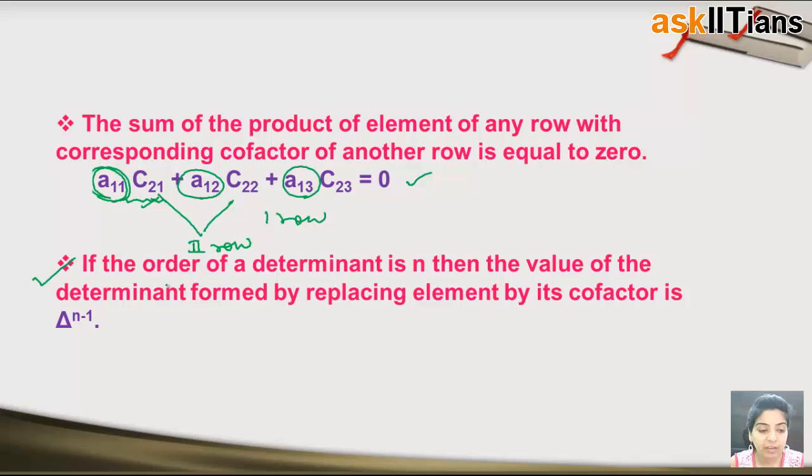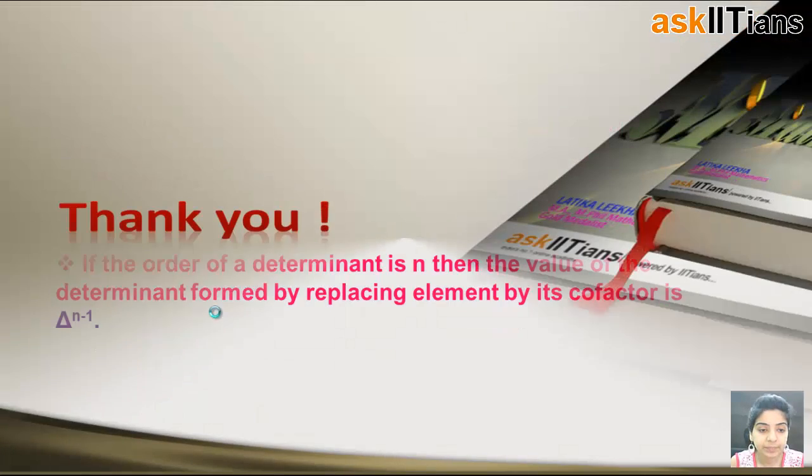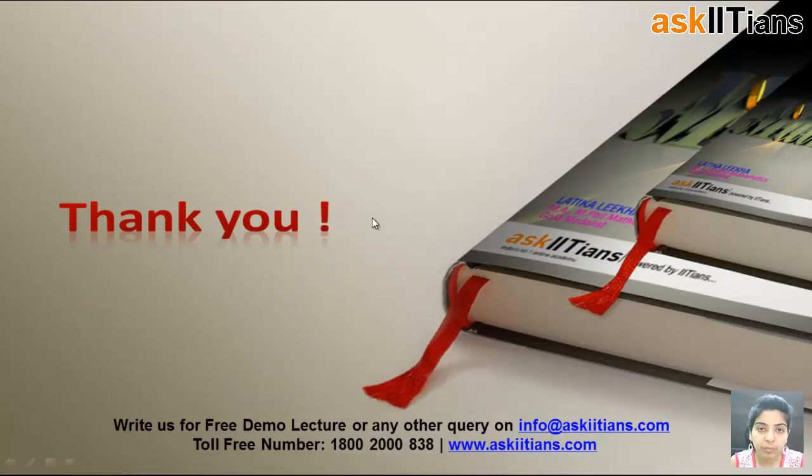Next property that we have is, if the order of a determinant is n, then the value of the determinant formed by replacing each element by its cofactor is determinant raised to the power n minus 1. These properties are quite important and I would advise you to learn them all because they often prove useful in various questions, right? Okay, so that was it for this session.